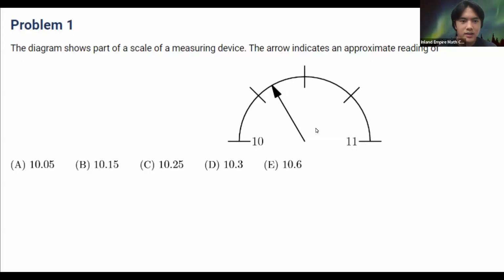So let's start. The first problem is fairly easy. It's basically really just read off the chart, right? It's a very simple warm-up problem. So what did you guys get? Just shout out the answer, or type it out if you don't want to shout.